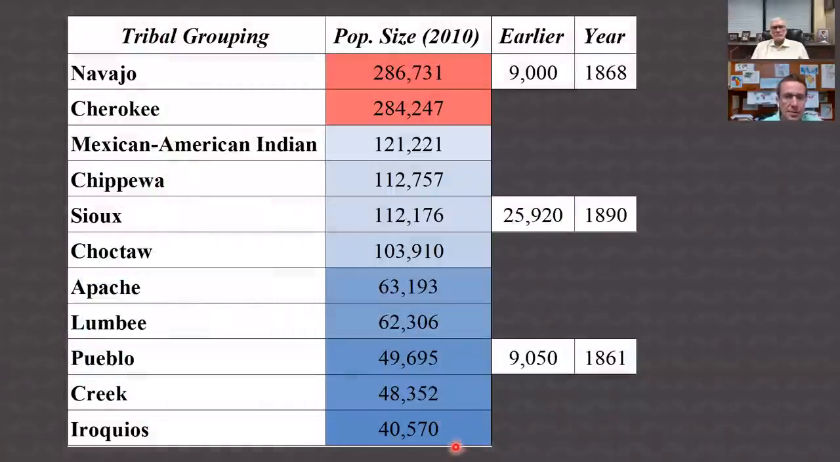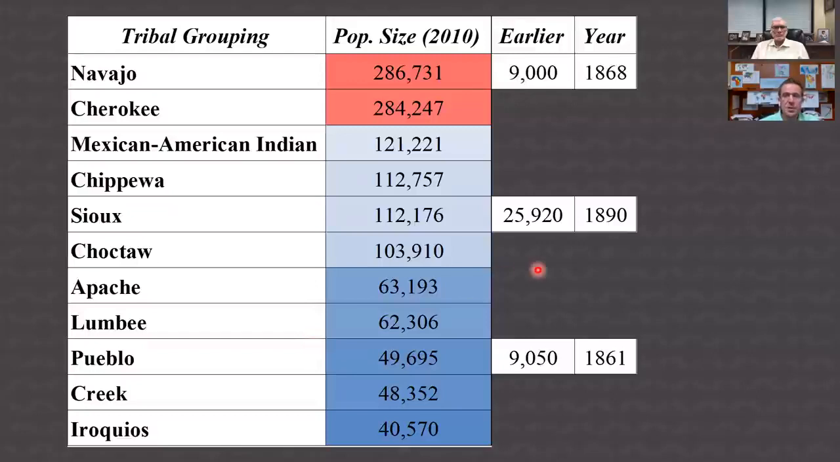So in this column right here, we're basing it on the 2010 US Census of various tribal groups, from the most populous down to those who have fewer, and it goes down further. I'm just taking the most populous groups. Navajos have nearly 300,000 people in 2010. The Sioux had 112,000, and so forth.